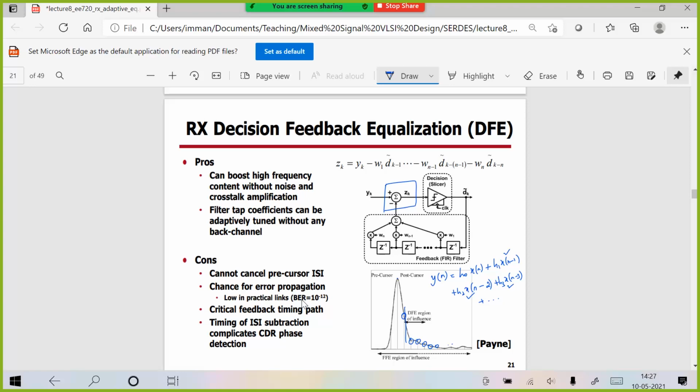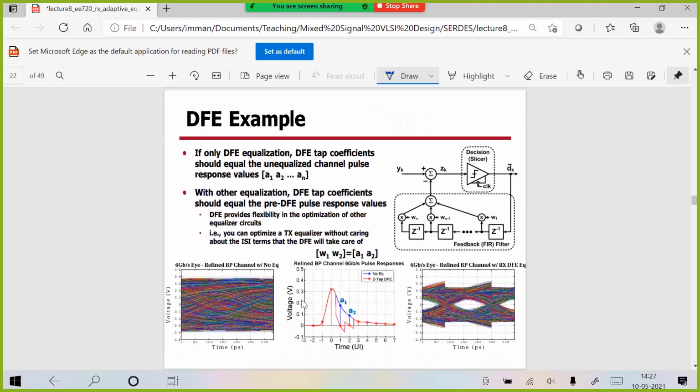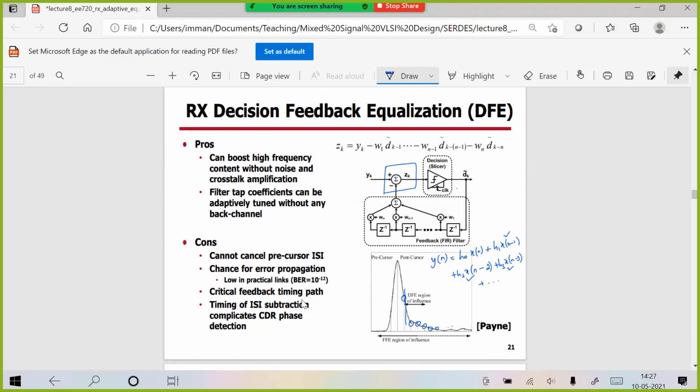Critical feedback timing path. Okay, so we will see what that feedback is. If you look at this, it is a timed system. This is a discrete time system, right? There is a clock which is running. Let's say at this clock edge, the comparator makes a decision. Okay, it goes through this one, right?